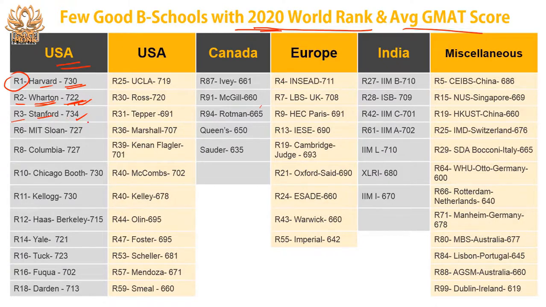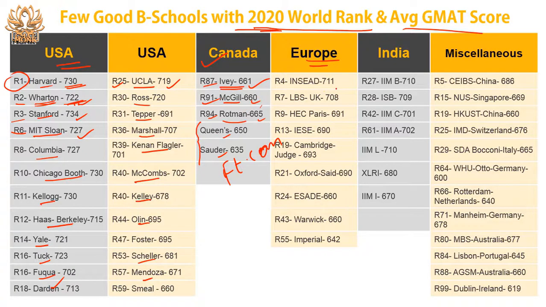Rank 3 is Stanford. 734 is the average GMAT score, and there are thousands of other B schools. So you can select your own B school. You can research on the rankings and the average GMAT score of the B schools. You can go to Financial Times ranking, ft.com, where you can find the top 100 B schools around the world. So in Canada you can find these B schools. Now in Europe you can find these B schools: INSEAD, LBS, that is London Business School, HEC Paris, IESE, Cambridge, Oxford. Then in India you can have IIM Bangalore as the top B school as per FT ranking.